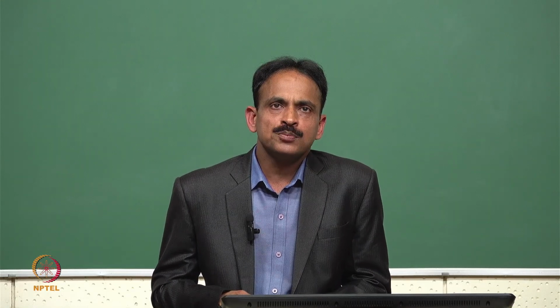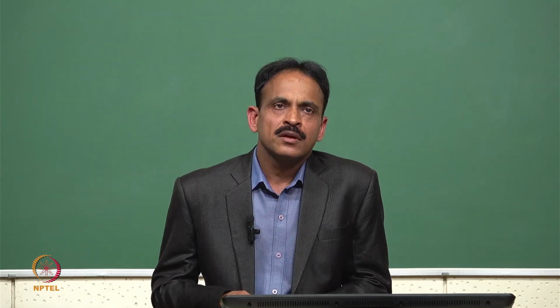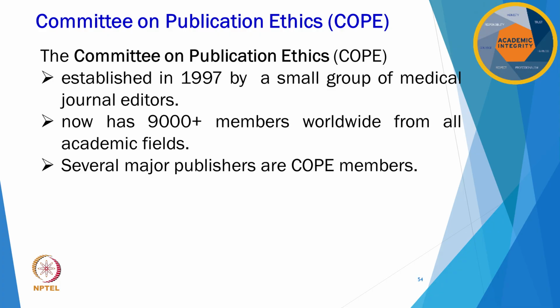As far as publishers' policy on plagiarism is concerned, there is a Committee on Publication Ethics, known as COPE, that was established in 1997 by a small group of medical journal editors in the UK. But now it has more than 9,000 members worldwide from all the academic fields. Several major publishers are part of this, which includes Elsevier, Wiley, Taylor and Francis, Macmillan, and many others.